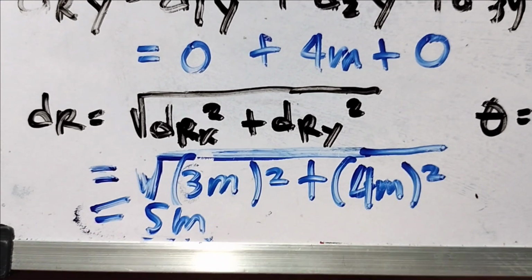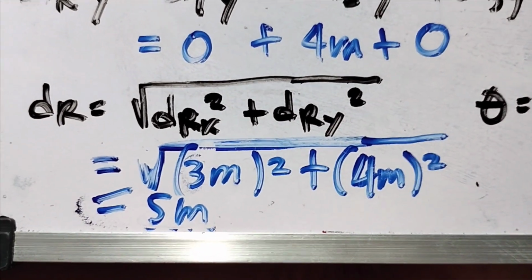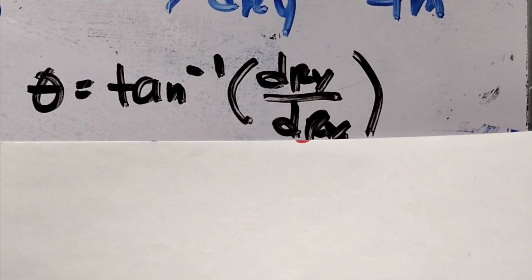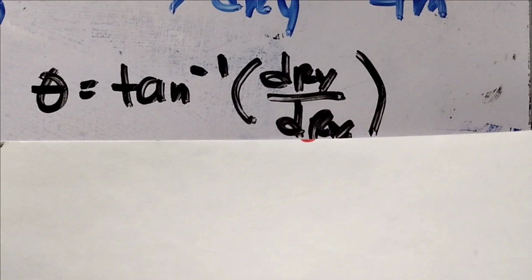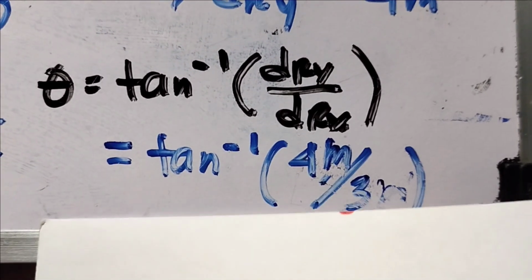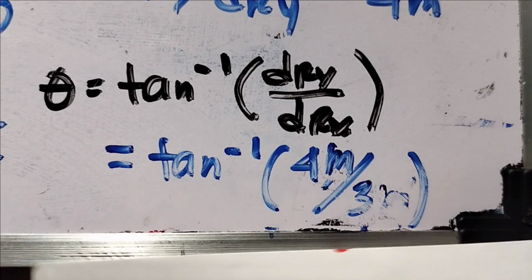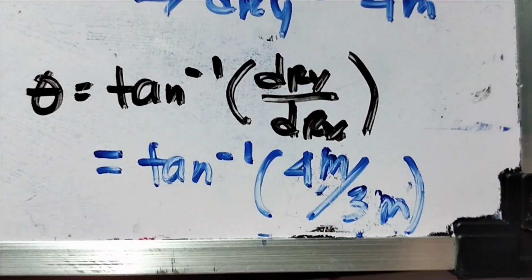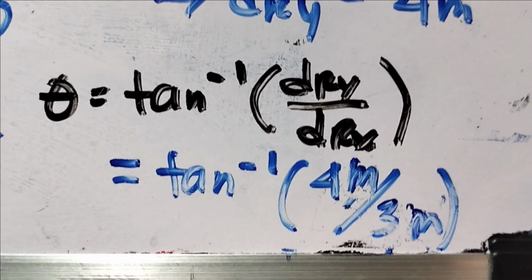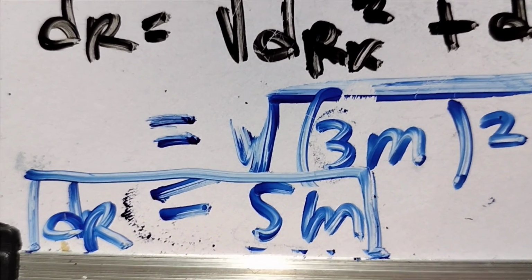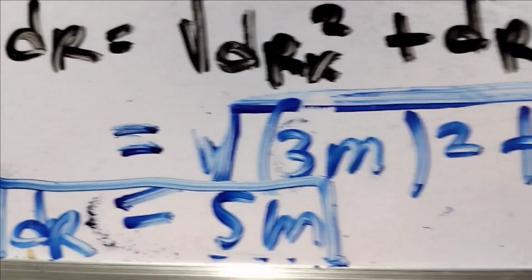Same case, recalling to get the angle theta, that is the inverse tan of DRy divided by DRx, which is inverse tan of 4 meters over 3 meters. This is equivalent to 1.33. The inverse tan gives an angle of 53.1 degrees. The magnitude of the resultant vector is 5 meters.